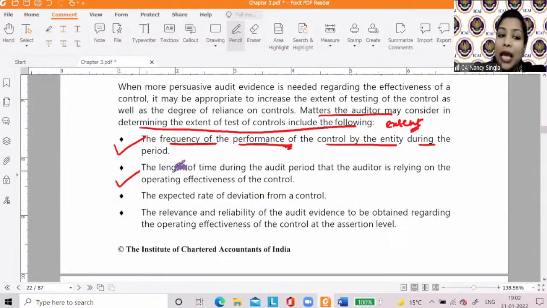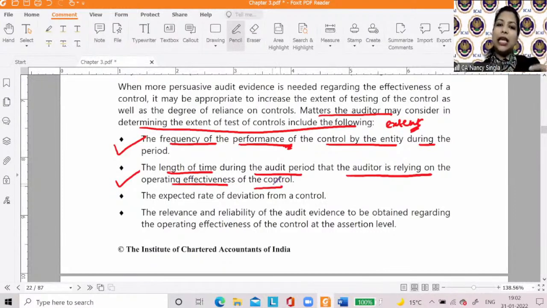And the second point, length of time during the audit period that the auditor is relying on the operating effectiveness of control. Let's say if the auditor decides that for April and May I will rely on the internal control, and later for June I will check all the transactions in detail. So will the auditor check the internal control for that time also? No, because he is not relying on the internal control. Expected rate of deviation: if the expected rate of deviation is high, the auditor may feel that ठीक है, I will not use the internal control.